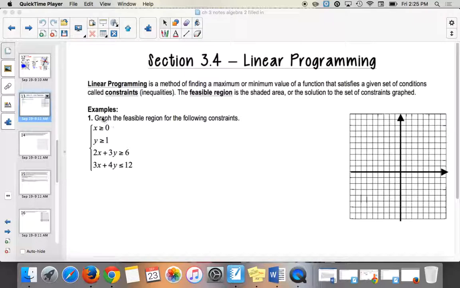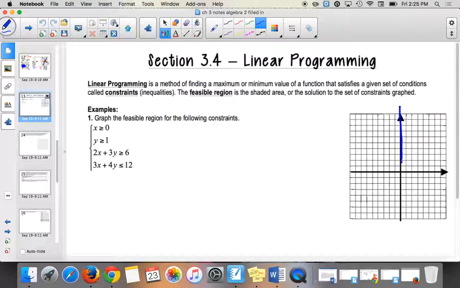All right, so it says, first of all, graph the feasible region for the following constraints. This is kind of a review of yesterday. If I have x is greater than or equal to 0, x equals 0 is the vertical line, that is really the y-axis, right? And if I have everything greater than or equal to that, I have everything to the right of that line.